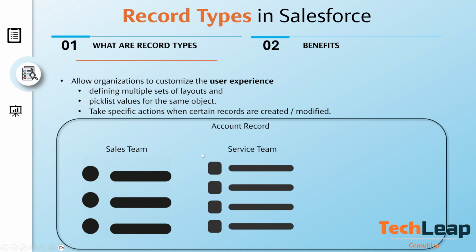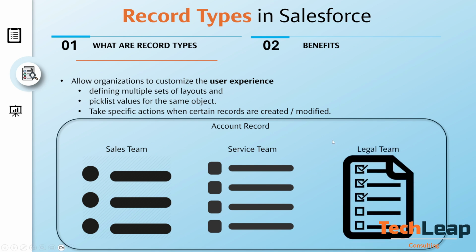So we can facilitate such variations to account creation where the sales team's objectives and the service team's objectives can be different. Record types can help us have different layouts for the same account record, and similarly there can be a variation for a legal team. That legal team wants additional information. So using record types, we can have different sets of layouts for the same record.